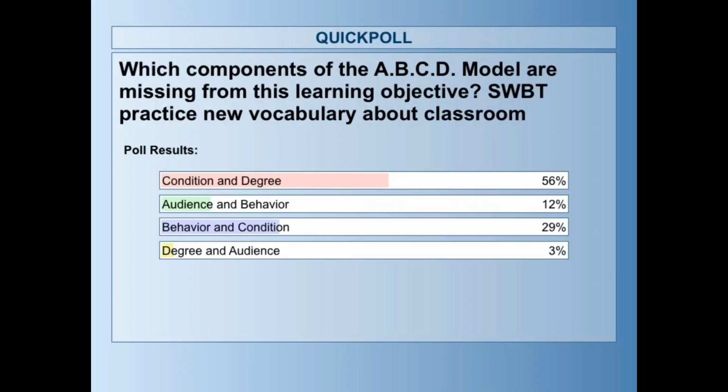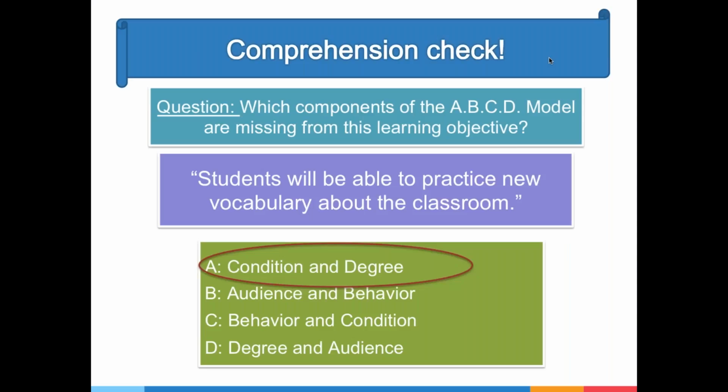Well, I am very pleased because it is a condition and degree. So I see that most of you are beginning to understand the A.B.C.D model. Now remember, this is a 40-minute webinar and this is a lot of information. So what this really needs is practice. Sit down, write your learning objectives this way for a week or two and see if you like it, because really it helps you decide how to navigate your teaching.